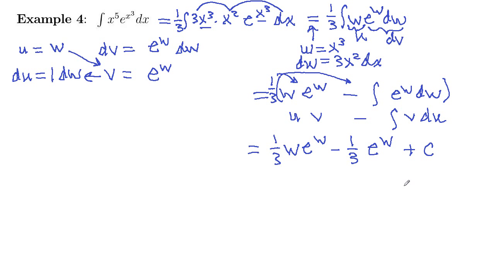And now we just have to reverse our w substitution, put back in the x cubed. So this will be 1/3 x cubed e to the x cubed minus 1/3 e to the x cubed, and then plus a constant. And we got it. So that was a two-step: u substitution followed by an integration by parts. And sometimes you have to do that.